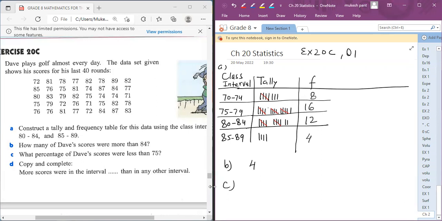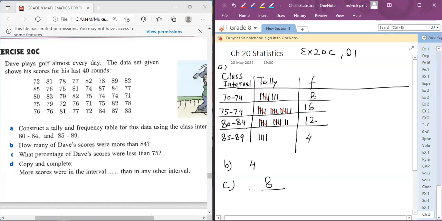So part C: what percentage of Dave's scores were less than 75? Good question. 8. Okay, so first of all, yes, of course there are 8, but if he had asked how many are less than 75, obviously there are 8. There are 8.